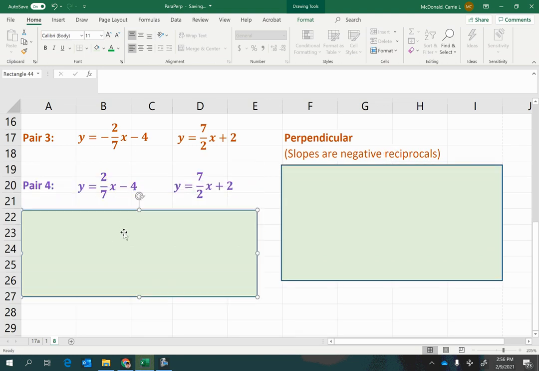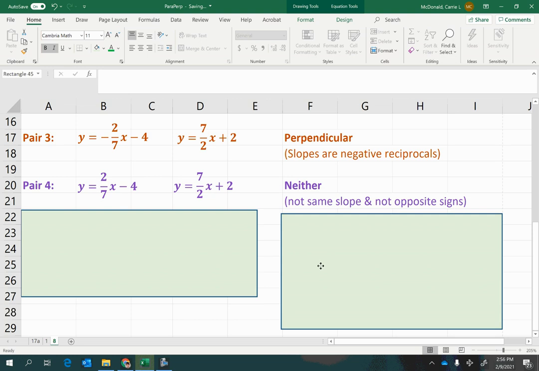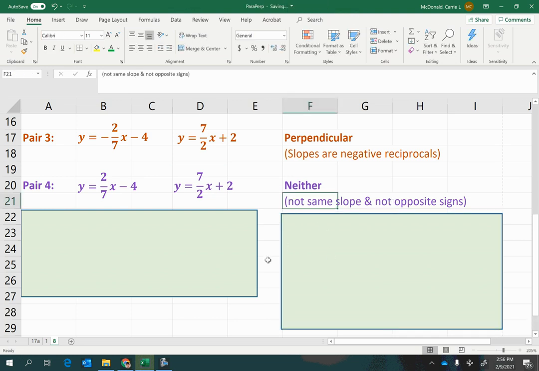The next pair here, y = 2/7 x - 4, and y = 7/2 x + 2. Well, they are reciprocals. The two slopes are reciprocals. If you flip one, you get the other, but they have the same sign. They're both positive. So this one is neither. They're not the same slope, so they're not parallel, and they're not perpendicular because their slopes don't have opposite signs.